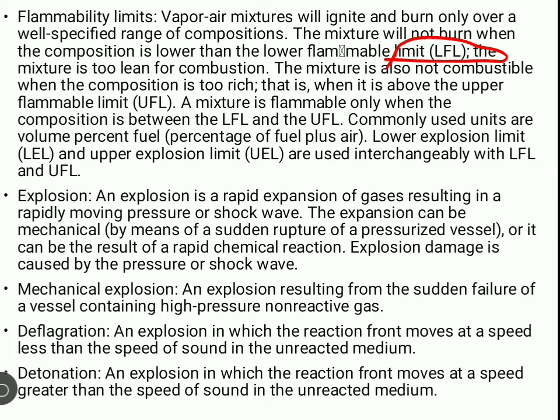So when vapors are released, they mix with the air. If the composition of that vapor is very small, the mixture will not catch fire, and if the vapor released into the air has a maximum composition, again it will not catch fire. Now how will fire occur? Fire will occur only within the range of LFL and UFL. So when the composition is between LFL and UFL, fire will occur.